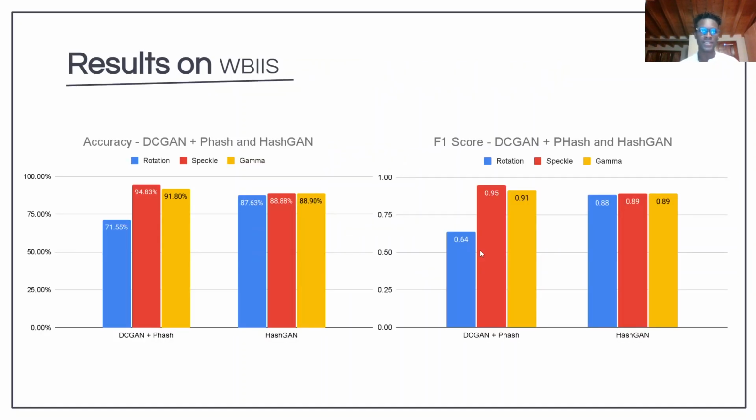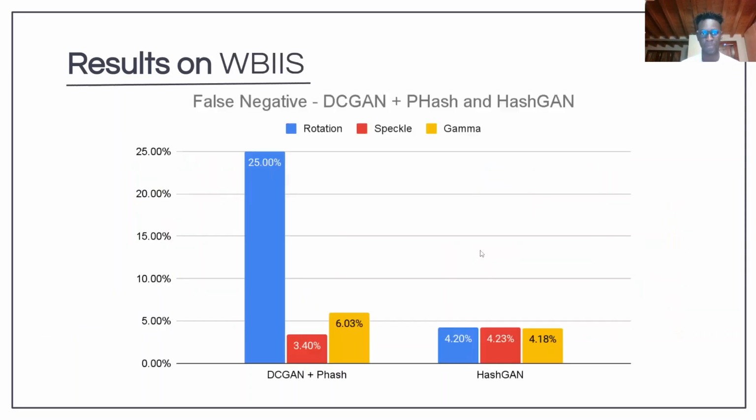So the results on WBIIS, we can see the performance of HashGAN and DCGAN. DCGAN reaches a higher than 90% accuracy rate on both speckle noise and gamma transformation, with rotation being the transformation with the lowest accuracy, 71%. While HashGAN does achieve an accuracy of average 88% across all scene transformations, so it doesn't have a drop when it comes to rotation.